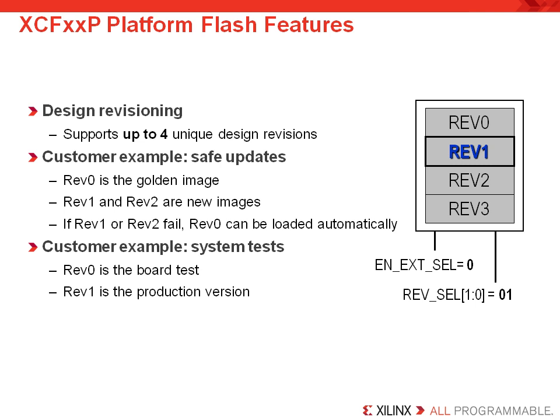successfully. This revisioning functionality is being used by customers for safe updates, where, say, for example, Rev 0 would be the golden or proven image, and Rev 1 and Rev 2 could be the new updates. Revisioning allows the golden image to be used in cases where the new image will fail for whatever reason. System tests can also be done with revisioning. Rev 0 will be the board test configuration, and Rev 1 would be the production version. This allows the system to automatically reconfigure the FPGA with a production version after passing the board test.